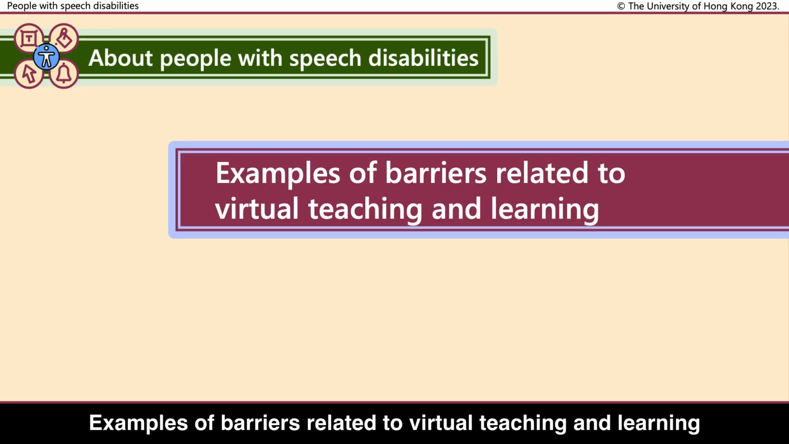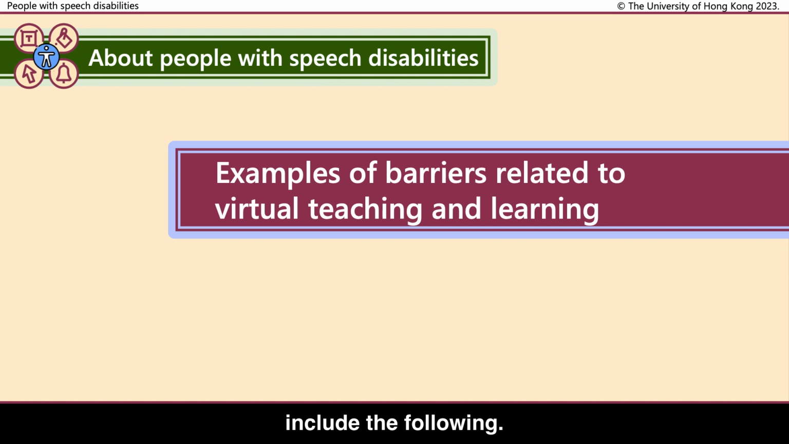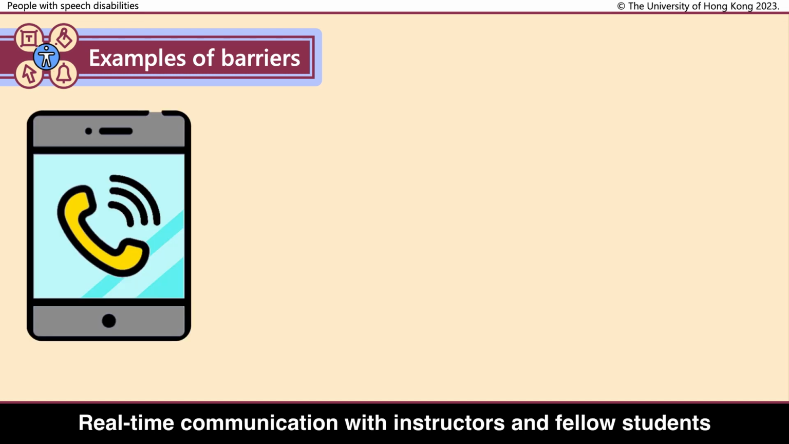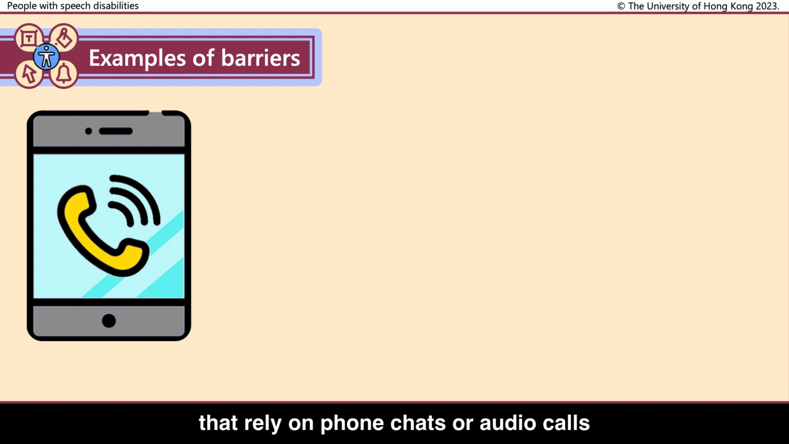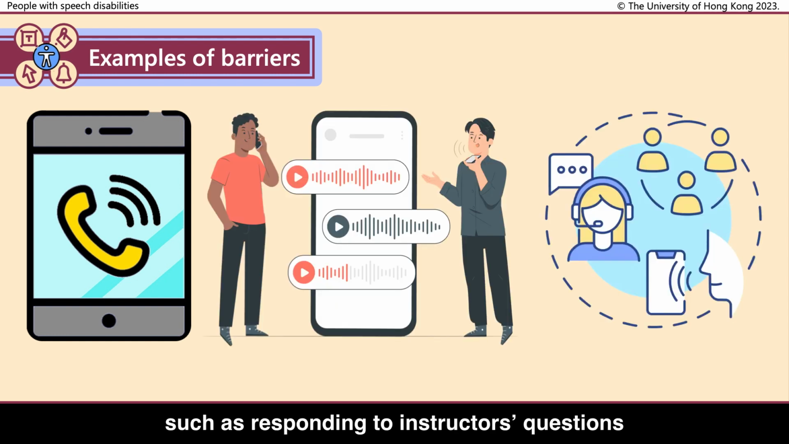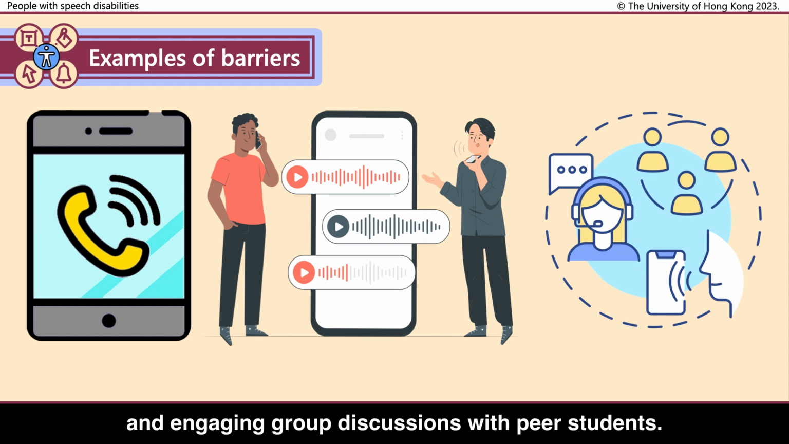Examples of barriers related to virtual teaching and learning include the following. E-learning tools that involve operation by voice commands. Real-time communication with instructors and fellow students during online class that relies on phone chats or audio calls as the only means of communication, such as responding to instructors' questions and engaging in group discussions with peer students.